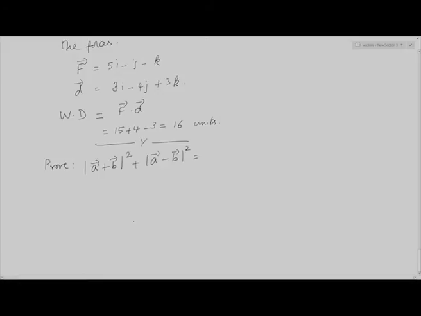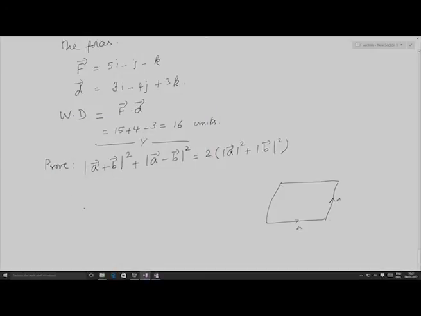is equal to 2 times mod A square plus mod B square. This is called the parallelogram identity. Because we know for a parallelogram, if this is A and this is B, the diagonals are A plus B and A minus B, as we have already seen. Therefore, the sum of the squares of the lengths of the diagonals is equal to twice the sum of the squares of the sides of the parallelogram. So this is called the parallelogram law.